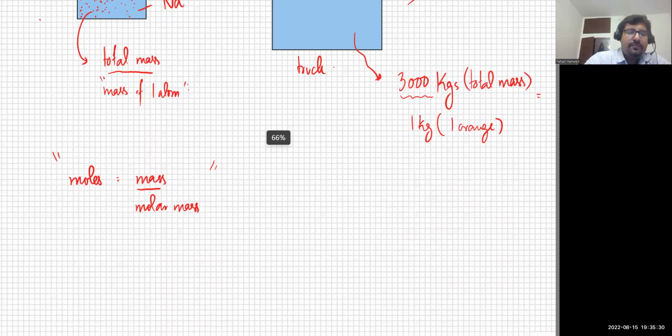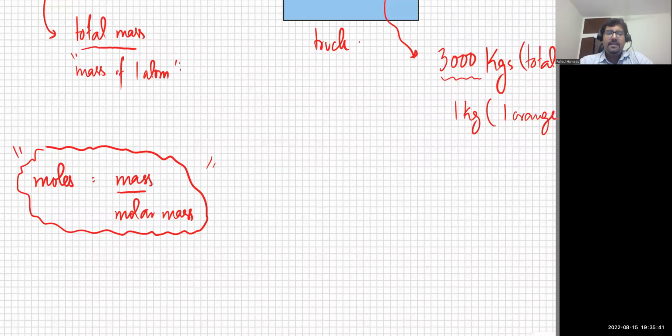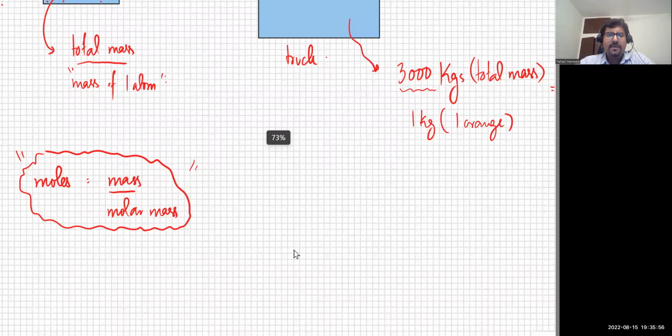ठीक है, तो ये पे कल डिस्कस करते हैं. Just remember that's a very important formula. Moles equal to mass divided by molar mass. We can measure the moles of any substance if we know the mass of that substance, and I know the molar mass, which is given in the periodic table, which has been accurately calculated already. ठीक है, तो इसके ऊपर कल practice करते हैं.